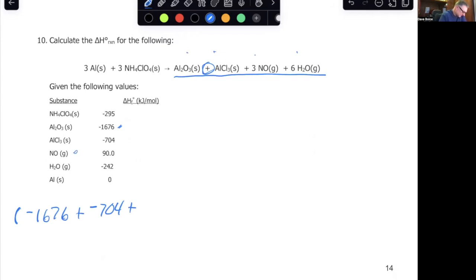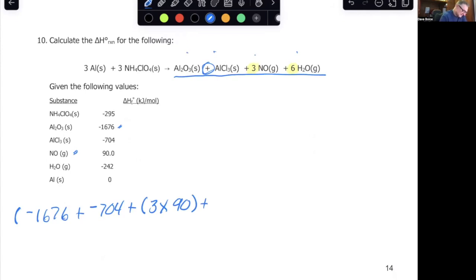So here it is, and that's at 90. But most importantly, got to pay attention to this. I have three of them, all right? Three of those, and I have 6 oxygens. That's super important. So plus parentheses 3 times my NO value of 90 and close parentheses. So that way your calculator knows what you're talking about.